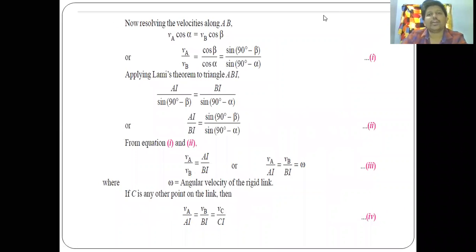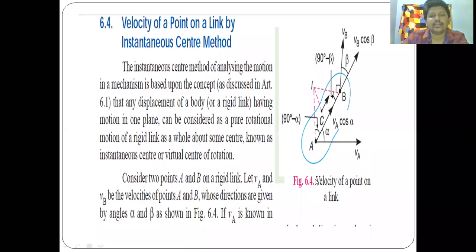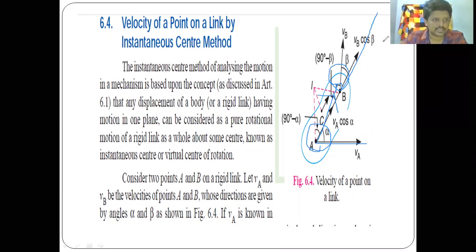We divided both velocities into components. We define an angle alpha at point A and beta at point B. So we divided this into VA cos alpha in this direction, and VB cos beta in this direction. It is simple trigonometry: VA with an angle alpha is divided into VA cos alpha, and in the same way VB with an angle beta is divided into VB cos beta.